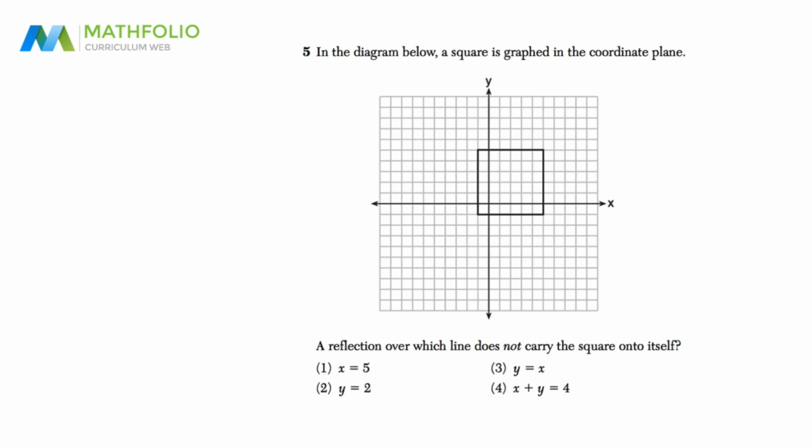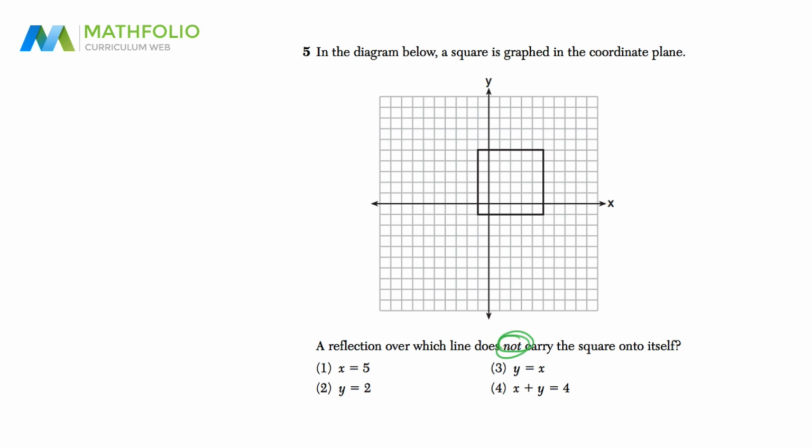Okay, question number 5. It says, in the diagram below, a square is graphed on the coordinate plane. There's the square. A reflection over which line does not carry the square onto itself? I'm going to circle the part where it says not, because that's super important.